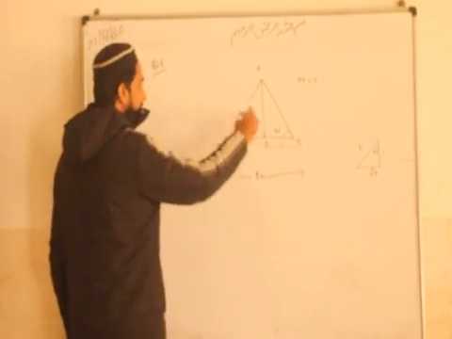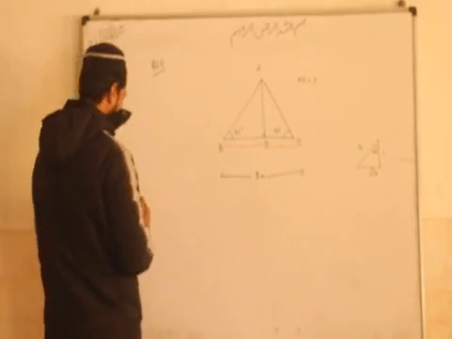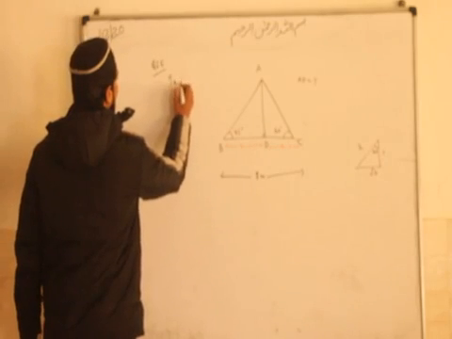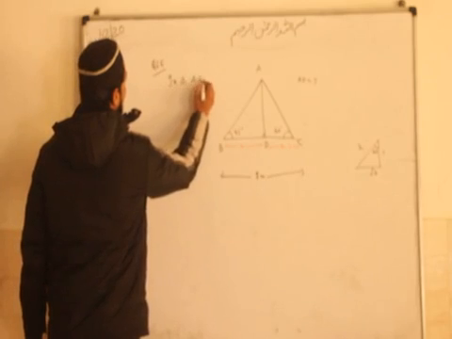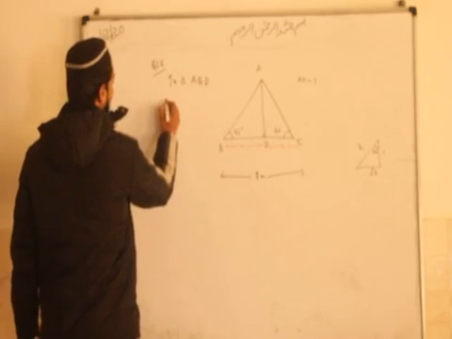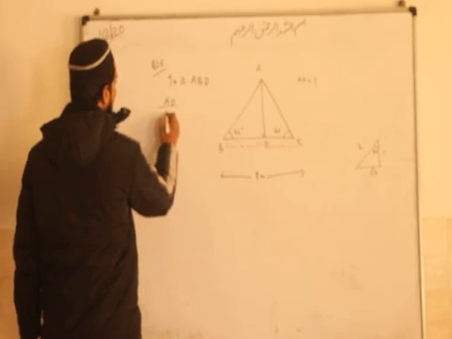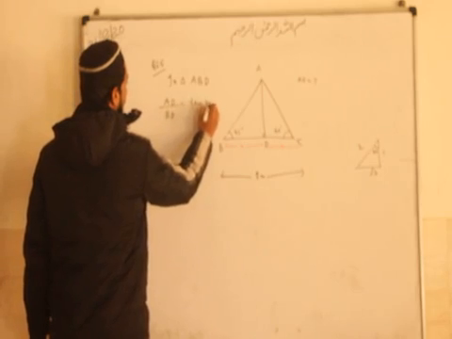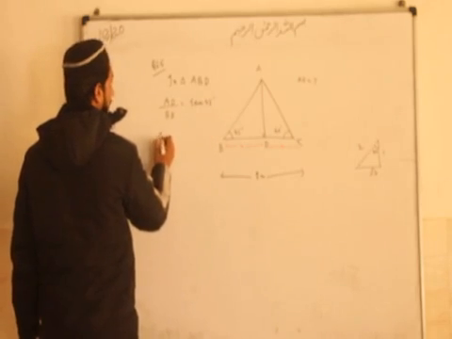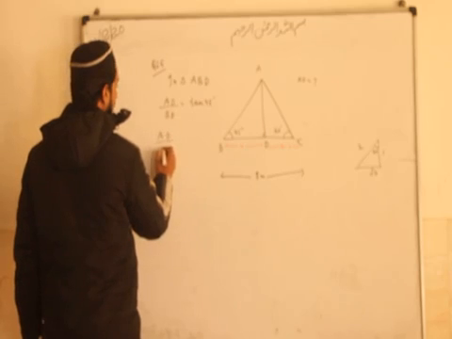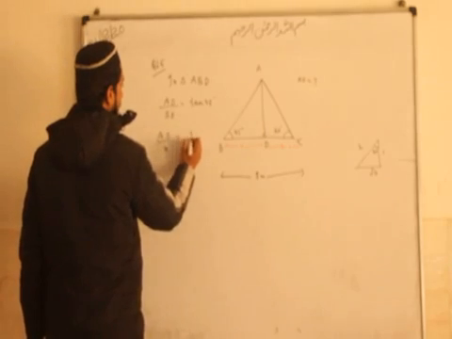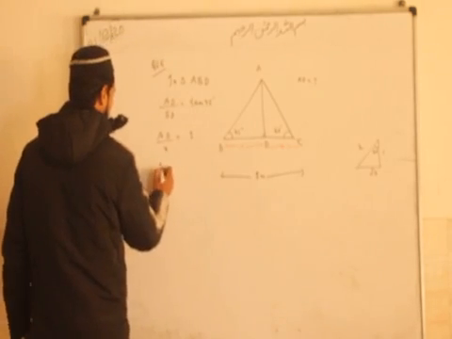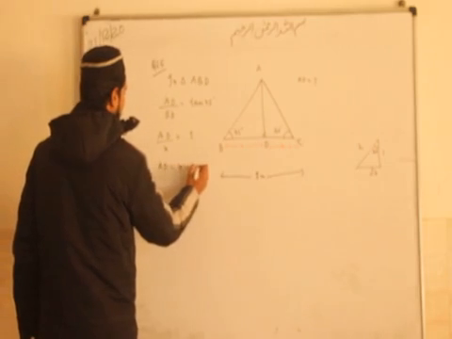Okay, so first we are taking this triangle, in triangle ABD. So AD upon BD, which we have taken as x, is equal to tan 45, which is 1, because the value of tan 45 is 1. So now AD is equal to x. This is your first equation.